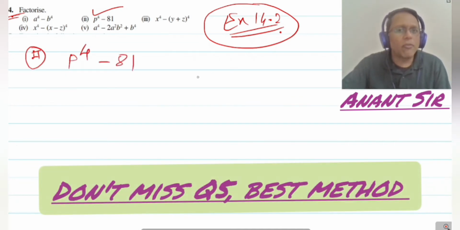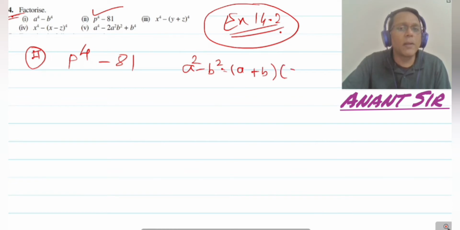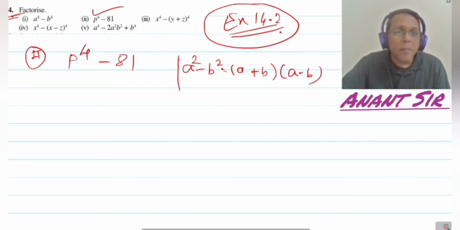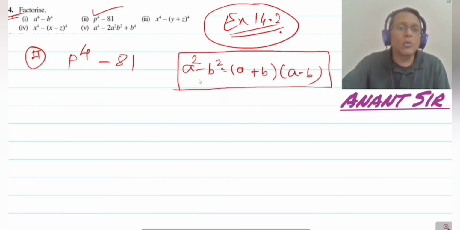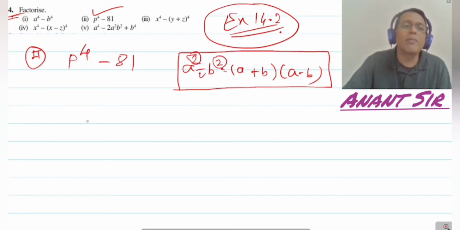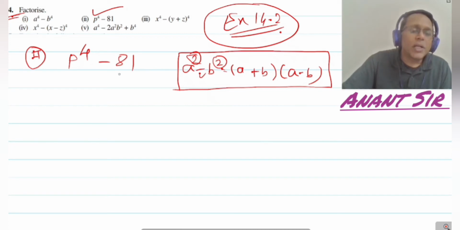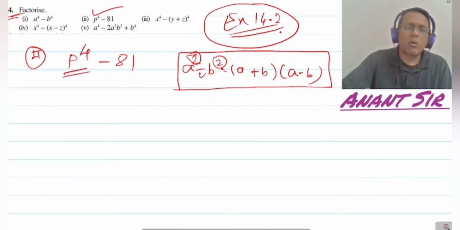Do you remember a formula which you have used, which is a square minus b square is equal to a plus b, a minus b? When do we use this formula? We use this formula when we have two squares and there is negative sign in between them. But now here you don't see the square of p, it's p raised to 4.